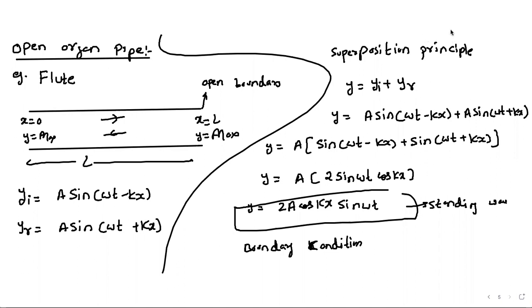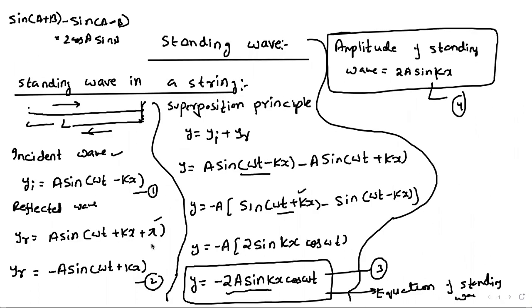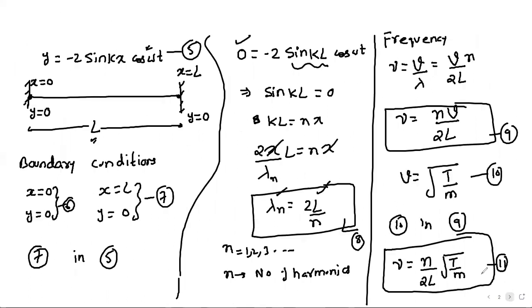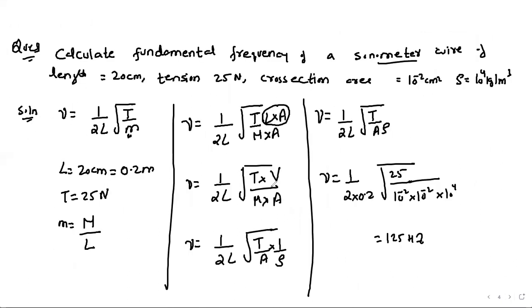No, Fazil, here the reflection is from an open boundary. When the wave reflects from an open boundary, there is no change in phase. Earlier, in case of string, your boundary was closed. That's why I'm taking this plus pi, and sine of pi plus theta is minus sine theta. That's the difference. Here the boundary is closed, but here the boundary is open. Okay. Very good.